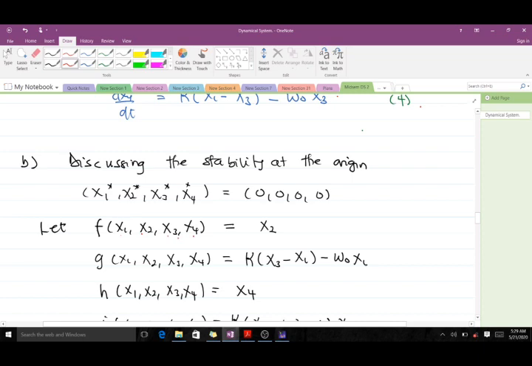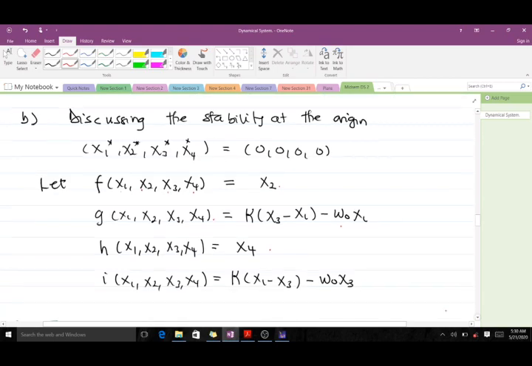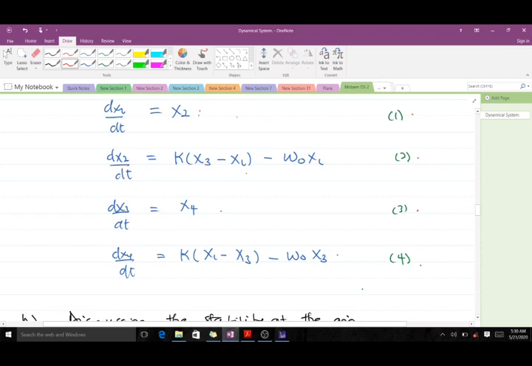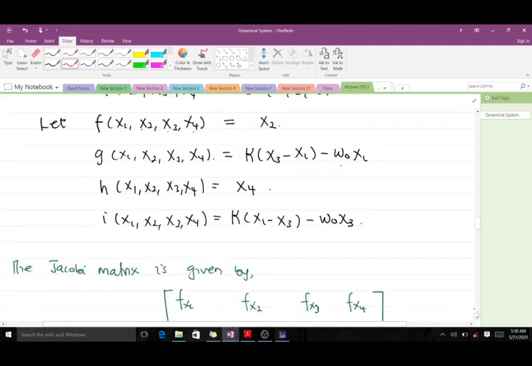That means that the fixed point at the origin, since we have four different values, is going to be S1 star, S2 star, S3 star, S4 star will be 0, 0, 0, 0. So our F of X1, X2 up to X4 will be S2, that of G will be this, that of H will be this, and that of I will be this. Know that we made this notation from here. So these are F, G, H, and I, right? So that's what you can see here.